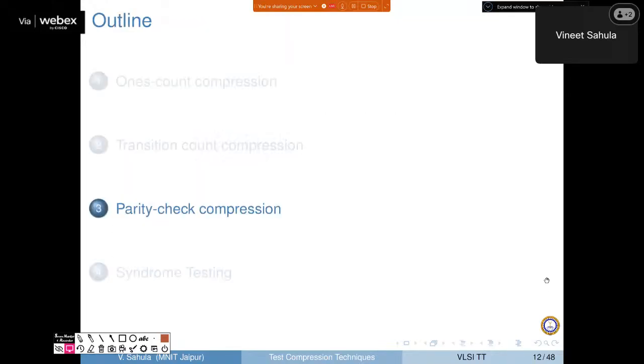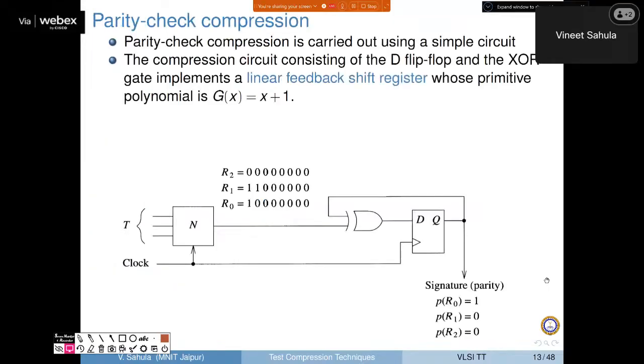From transition count, we can go to parity check. Parity check is very easy. You just take odd parity or even parity, and you just get it. That's all, right? So you have to keep counting. This is a kind of serial adder, 1-bit serial adder. This will be a modulo 2 adder. There is no carry. So this will just keep adding till you get the last bit in, and will give you the parity output. The sum is 1 or the sum is 0.